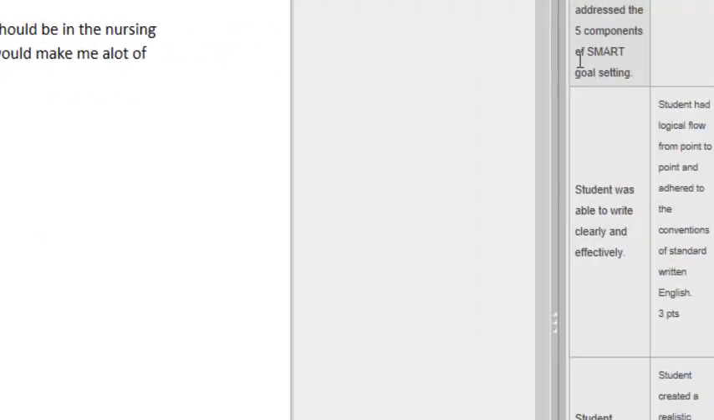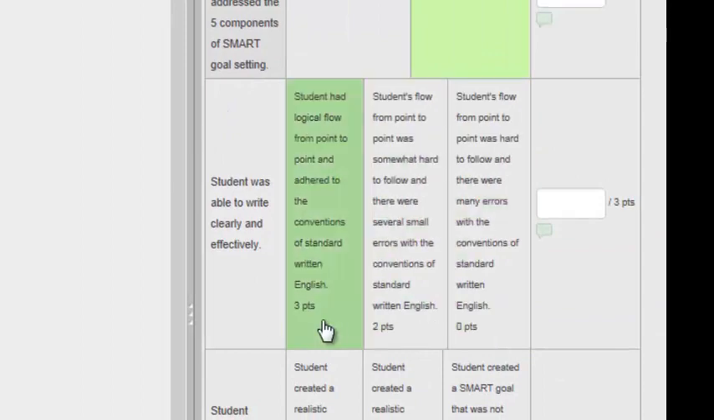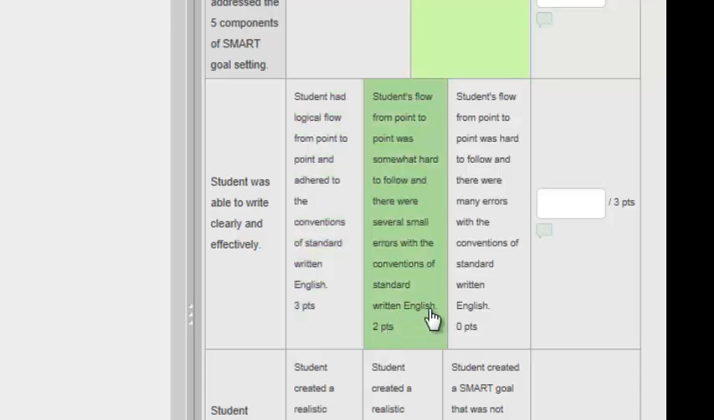So if I go back to my rubric, I want to see what grade I would assign the student. First one says, student had logical flow from point to point and adhered to the conventions of standard written English. The second point says, student's flow from point to point was somewhat hard to follow and there were several small errors with the conventions of standard written English.